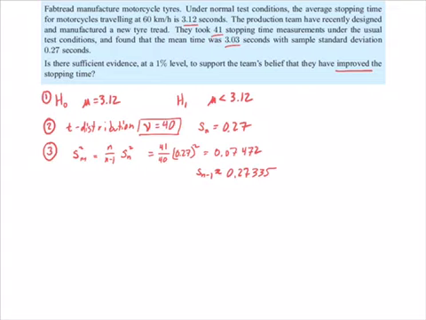The whole point of that was so that I could get the t-statistic. Remember, the t-statistic is going to be your sample mean, 3.03, minus the stated 3.12, the population mean, I suppose. Divide that by the standard deviation, 0.27335, divided by the square root of the number of samples, which was 41. We put all that together in our calculator, and we get a t-statistic of 2.108. All right, now we move on to step 4.